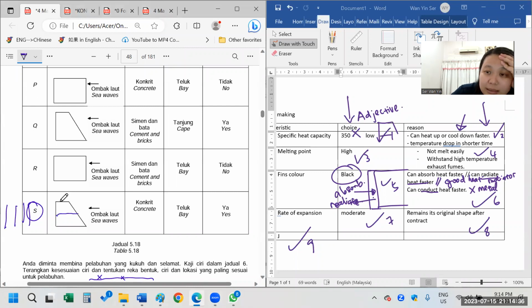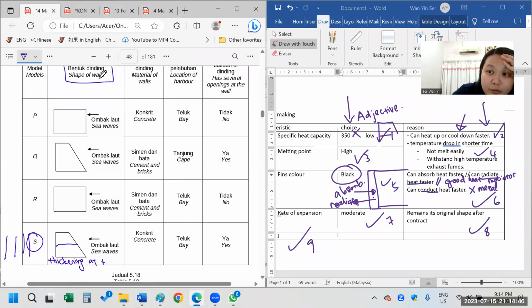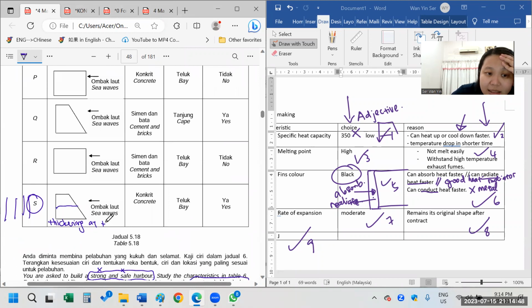If possible, you write something. So we say it is thickening at the bottom. The shape of the wall must be thickening at the bottom. Okay, you explain if possible. Try to write some words, some sentence to explain it, and you can draw it out. If you have no idea what to write, then you draw out.